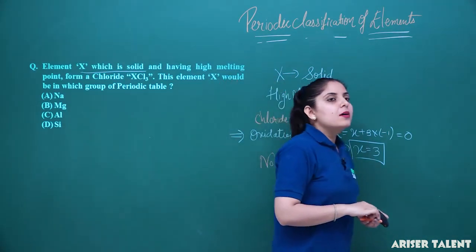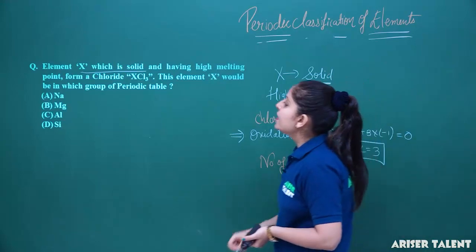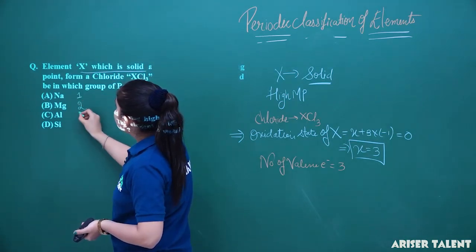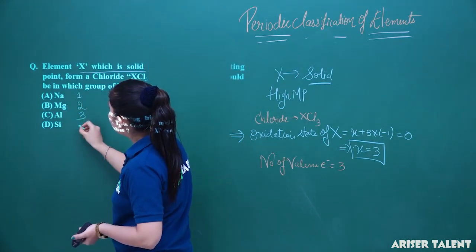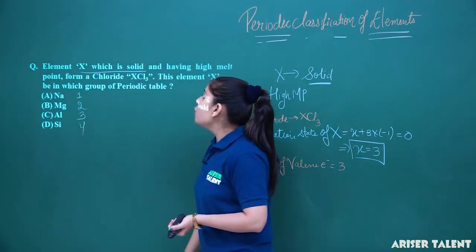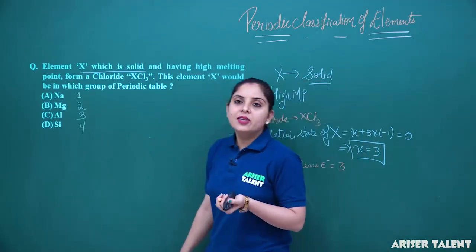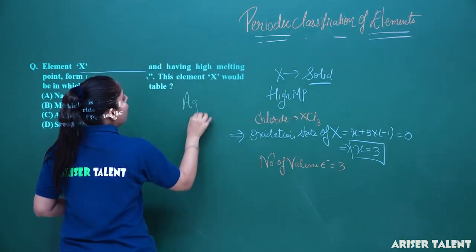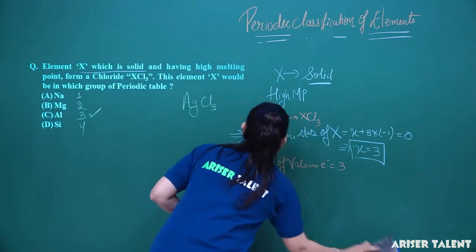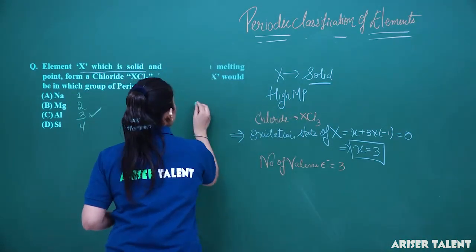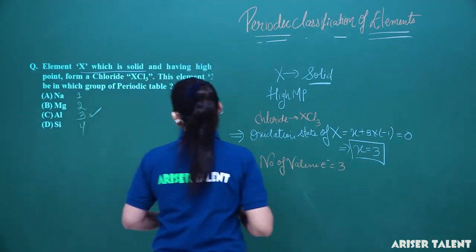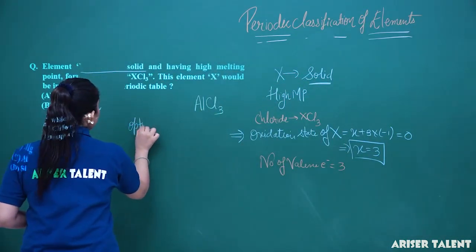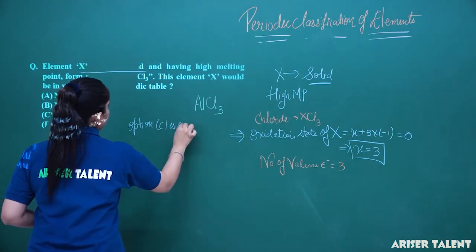Now, if I go through each option here, we can see that sodium has 1 valence electron, magnesium has 2 valence electrons, aluminium has 3 valence electrons, and silicon has 4 valence electrons. So the condition which is going to be satisfied here, 3 valence electrons, is for aluminium only. So the compound it is going to form will be AlCl3, that is aluminium chloride. So the condition is satisfied only for aluminium. So we can say that here option C is correct.